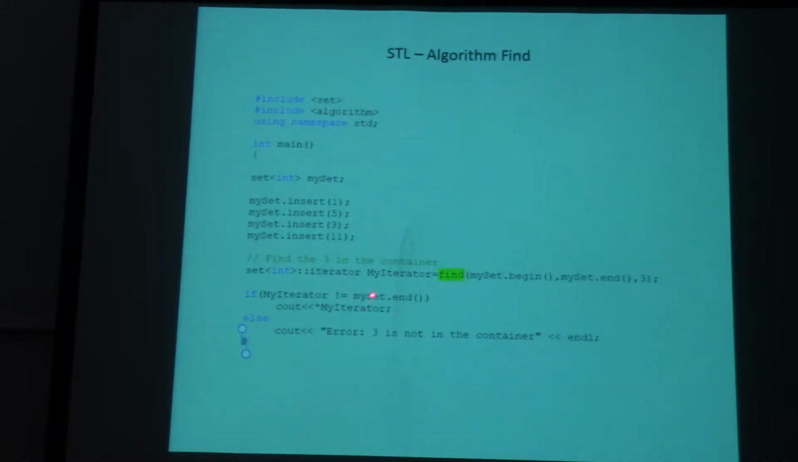So if it's not equal to the end, then cout star my iterator. You can see that my iterator basically is an int pointer, just dereferencing the pointer of the element. You can see how cool it is and also how dangerous it is. Because if you have this container, giving a pointer to it is really kind of dangerous, because now you can change the values in the container. It's a little bit crazy, but C++ is like that. Okay, and then else means that it's equal to my set.end. Therefore, I'm going to say error, 3 is not in the container. So I can determine that.